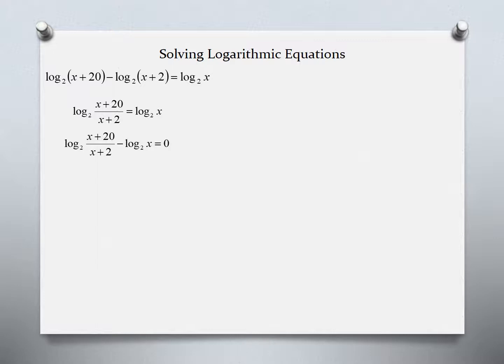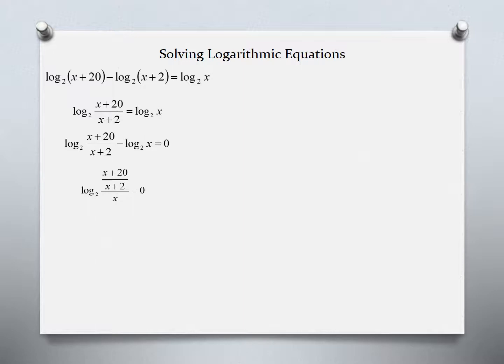Now keep in mind, your methods are just as good as my methods as long as we don't break any laws. So you can go in any direction you want, just don't break any laws. Here, now that I've gotten my log terms on the same side of the equation, I'm going to apply log terms again. Remember, subtraction is going to suggest the division of those quantities. So now I have x plus 20 divided by x plus 2, all divided by x. And that's going to be equal to the 0 I left on the right-hand side of the equation. Feel free to pause this video if you're not quite sure.